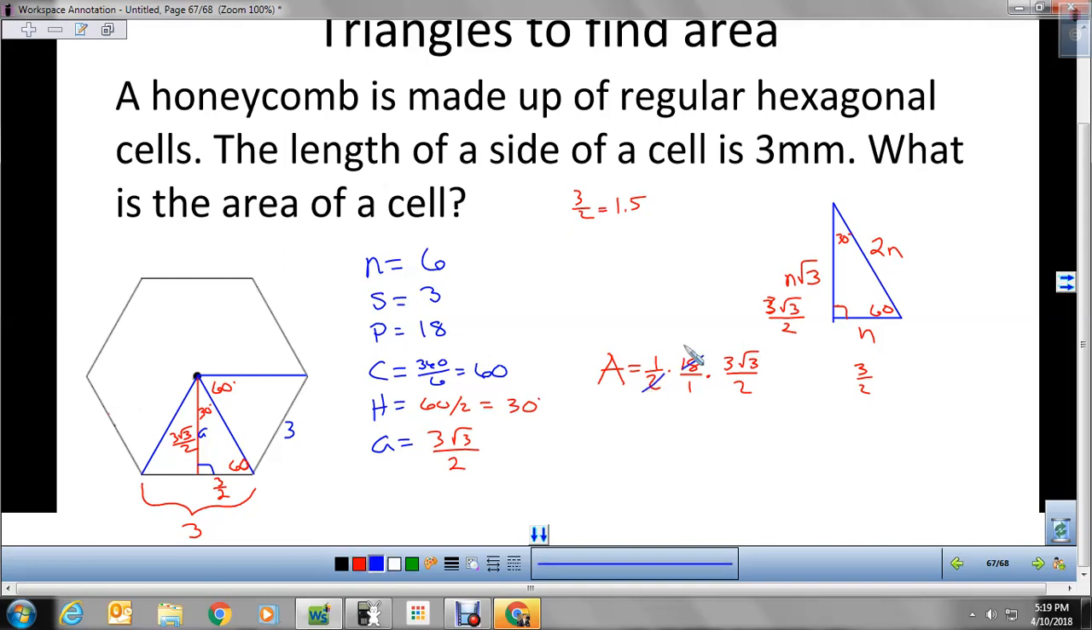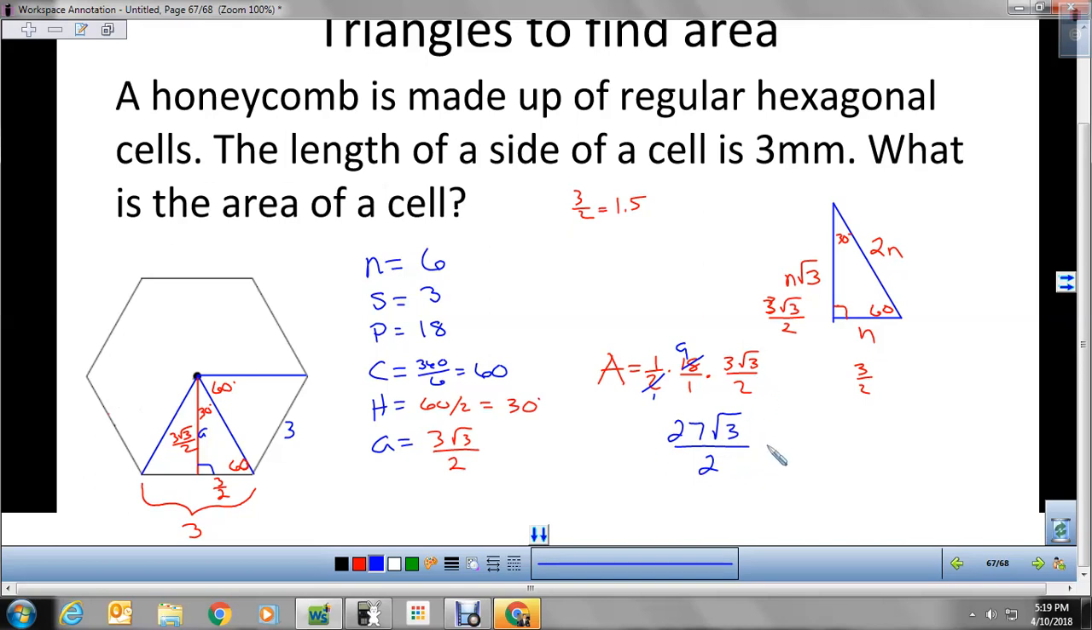2 goes into 18 9 times. 2 can't go into 9, and it can also not go into 3. So we multiply 9 times 3 and get 27. Bring down the radical 3. And we have 1 on the bottom, we have 1 and 2. So this means 1 times 1 times 2 is going to be 2. Because 2 does not go into 27 evenly, then this becomes our answer.